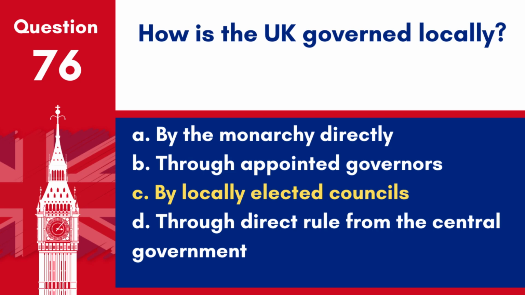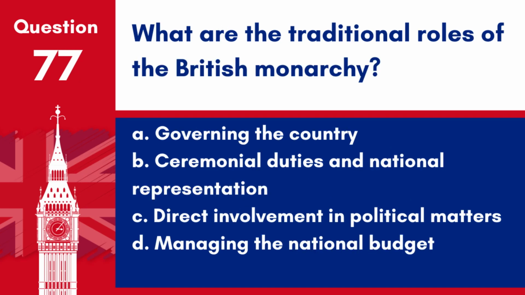The UK is governed locally by councils that are elected by the local population, responsible for local services and policies. Question 77. What are the traditional roles of the British monarchy? A. Governing the country. B. Ceremonial duties and national representation. C. Direct involvement in political matters. D. Managing the national budget. Answer: B. Ceremonial duties and national representation.